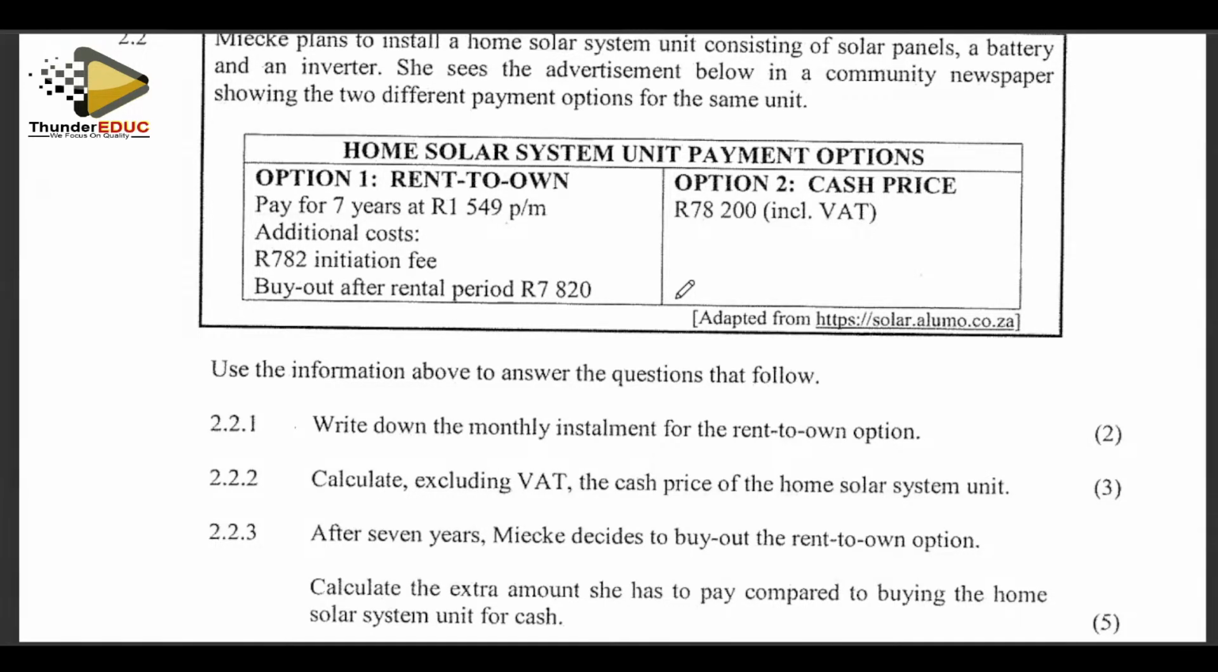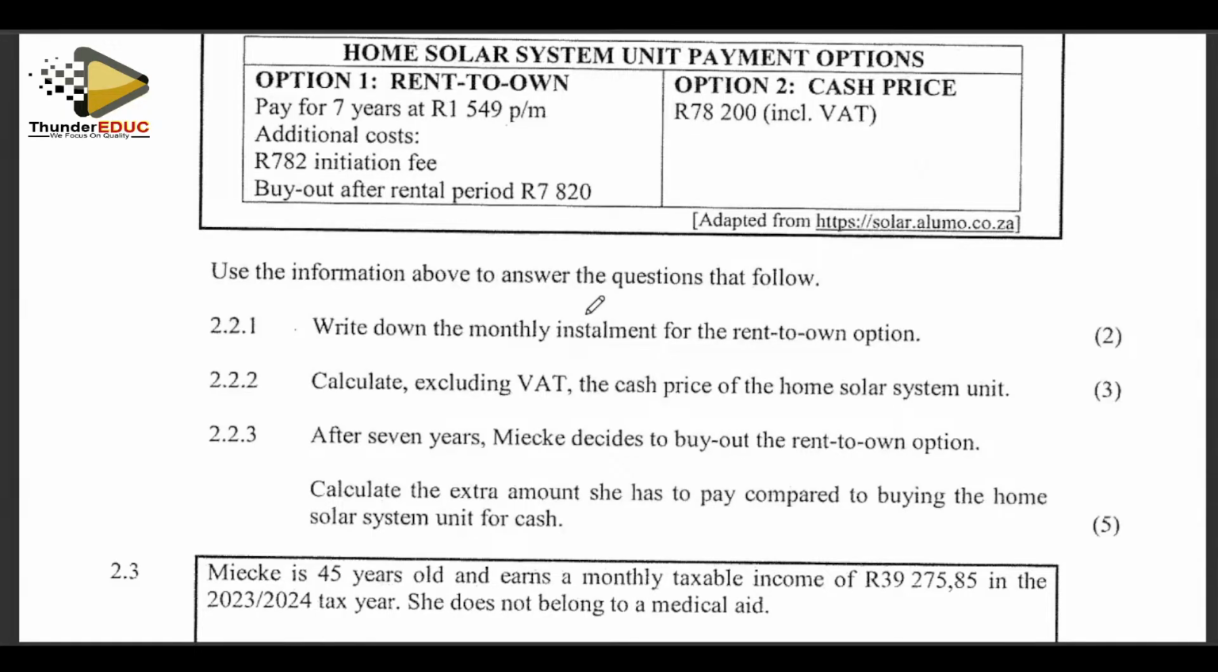Option number 1, rent to own, whereby you pay for 7 years at a monthly cost of 1,549 rands per month. Additional costs are 782 initiation fees, then a buyout after rental, which we consider to be residue, 7,820. The other option is a cash amount, including VAT. Write down the monthly installment for the rent to own. So how much does the person pay monthly? It's this much that we know.